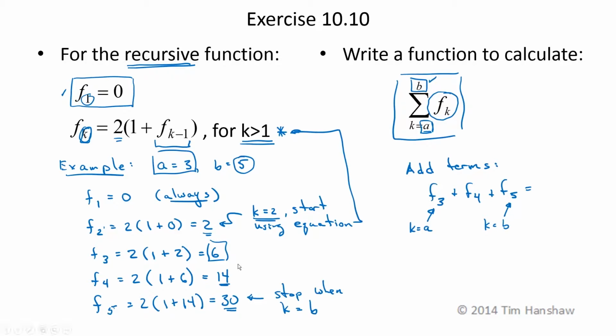So taking my values, this is 6 plus 14 plus 30. So my summation from k equals 3 to 5 of f of k is equal to 20 plus 30, which is 50. Now I have an answer to shoot for if I plug these numbers into whatever algorithm I come up with, and if it doesn't give me 50, I know I have a problem.